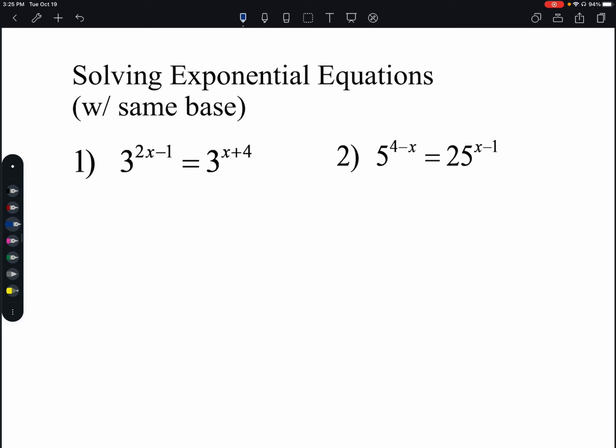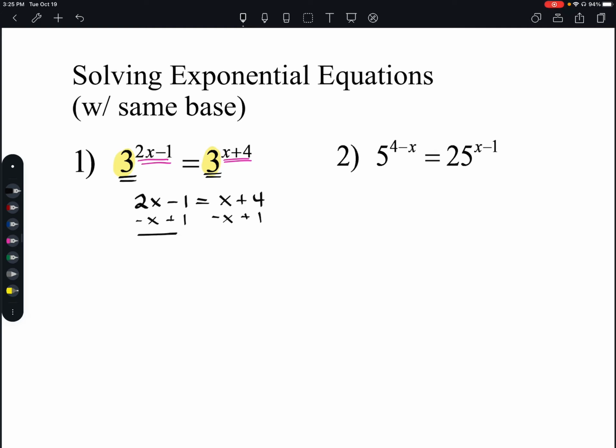So number 1, we have 3 to the power of 2x minus 1 is equal to 3 to the power of x plus 4. Well, if these two are really equal, if 3 really equals 3, the exponent, this power, is going to have to be the same on both of them in order for this to be true. So all we're going to do is take the exponent and set it equal to the exponent on the other side, because they already have the same base. If they have the same base, we can do that. That's what we're comparing, and then just solve that equation.